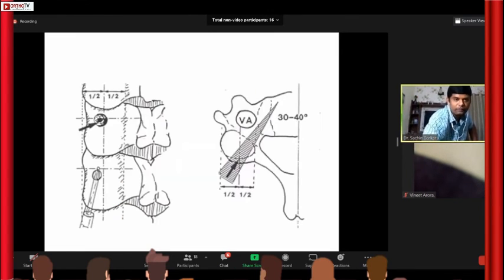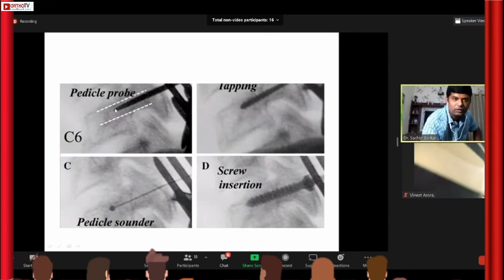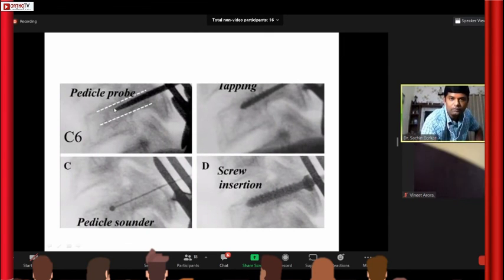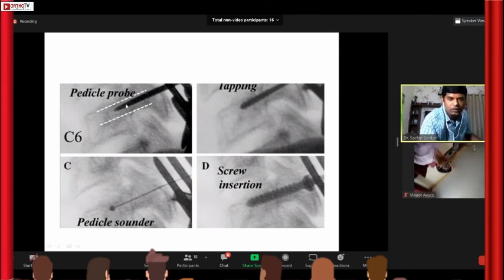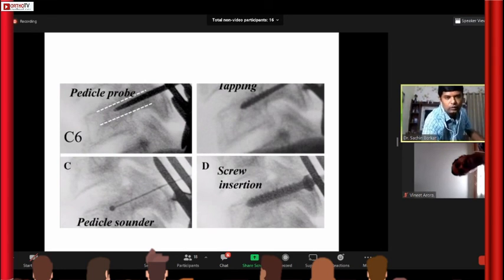So this is the funnel technique: you just burr it and do a bit of cancellous bone removal, and that will give way to the pedicle. And this is how it should be put. The craniocaudal trajectory will be decided by your C-arm, which will guide you, or the navigation if you have the facility. Then it's the same as other pedicle screws elsewhere. You do the probing, you do the sounding and everything, and then put a screw. And this is how it is done.